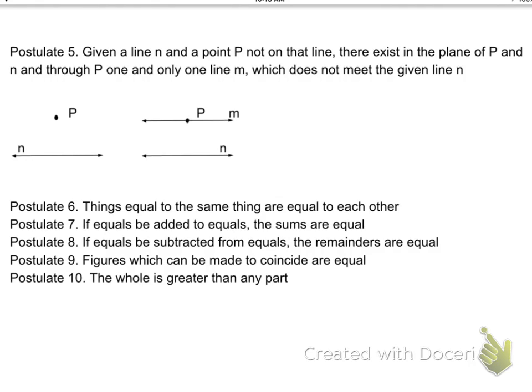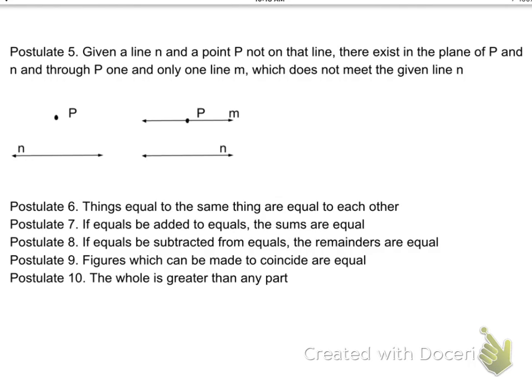7. If equals be added to equals, the sums are equal. Well, if you guys all have the same amount of money I do, and someone gives us all $5, guess what? They still have the same amount of money. The next one, if equals be subtracted from equals, the remainders are equal. So now if someone takes $5 from everybody, everybody still has the same amount of money. Right? Because we all started the same.